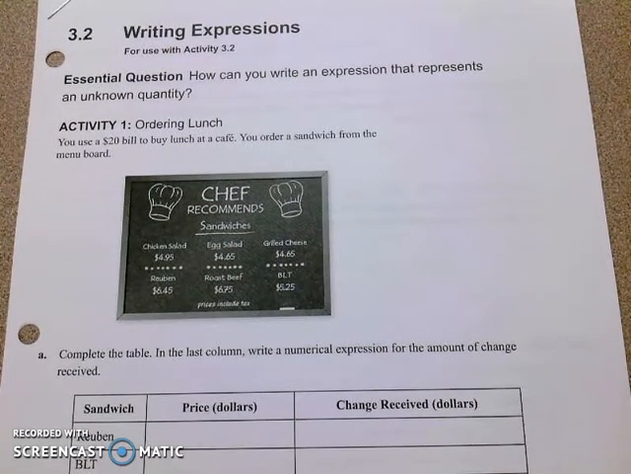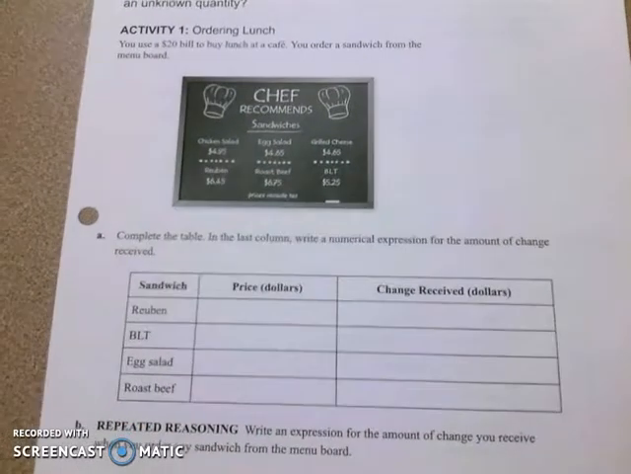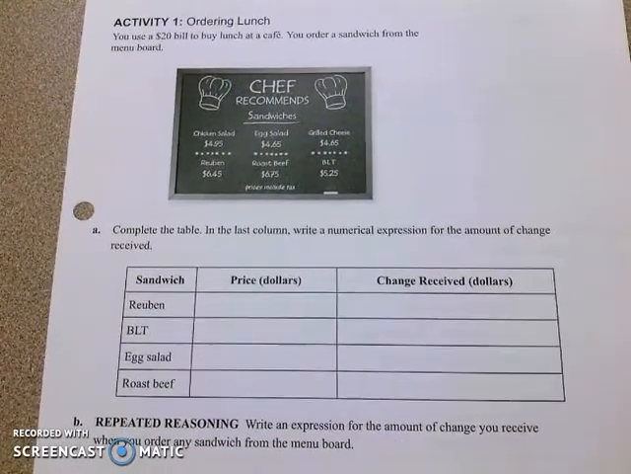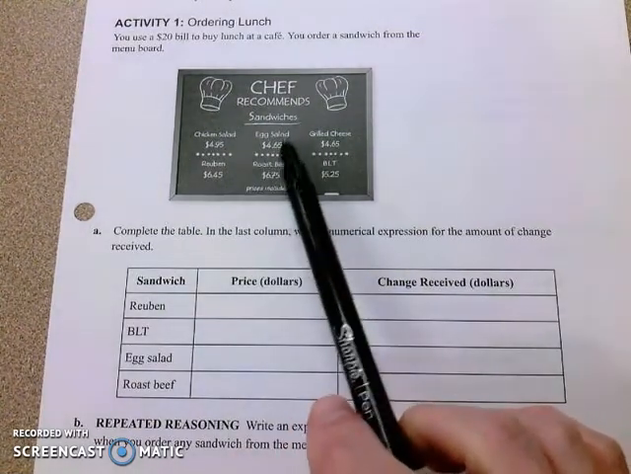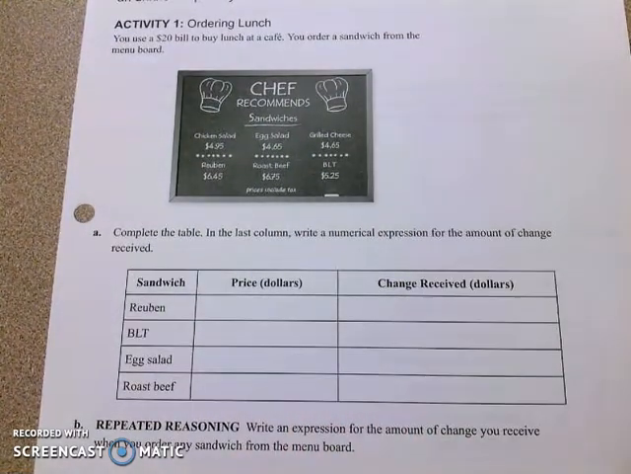Yesterday we focused a lot on evaluating expressions. Today we're going to focus more on the writing aspect. So first, let's start with numerical expressions without the variables yet. We have a chart up here, it's a menu, and it says we're going to use a $20 bill to buy lunch at a cafe.